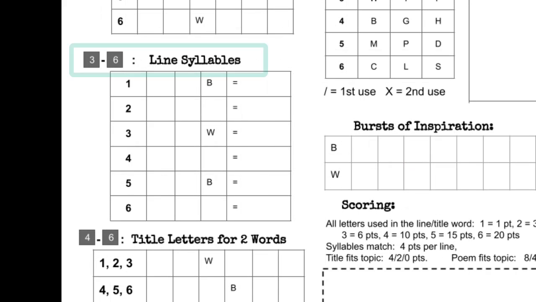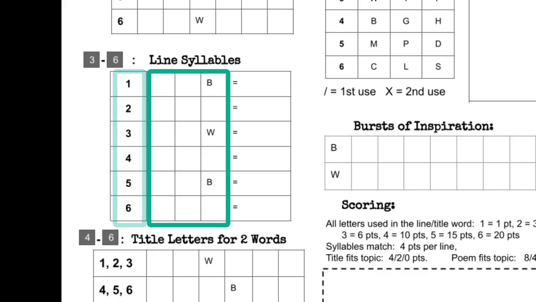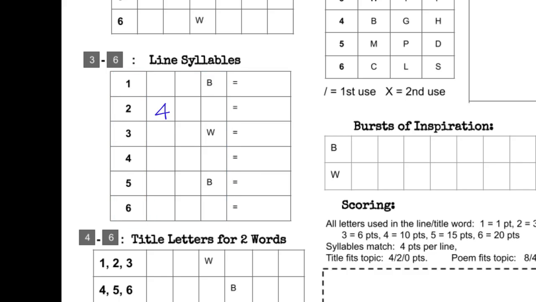For the line syllables grid, you need a roll on the black die of 3 through 6. This grid gives you a syllable requirement for lines of your poem. When filling in this grid, one white die will determine the line, the other will be the amount of syllables you're adding to the requirement. So we can put a 4 in line 2 or a 2 in line 4. Let's go with a 2 in line 4.